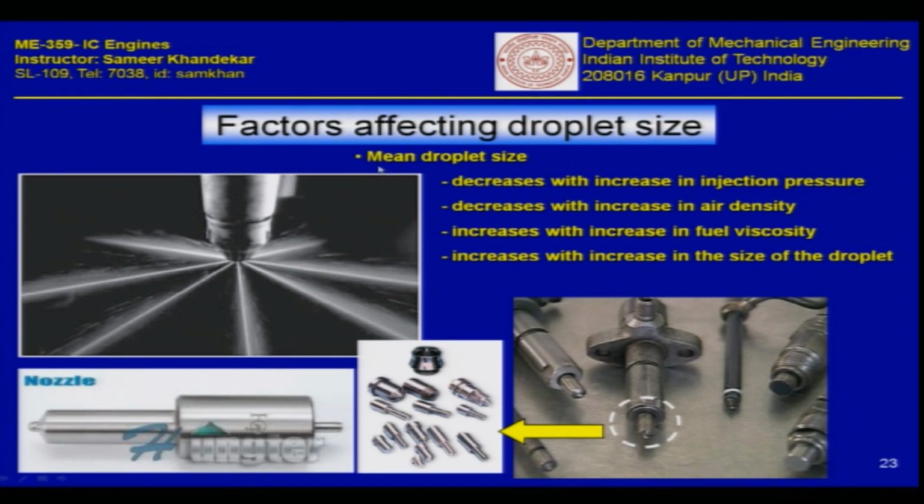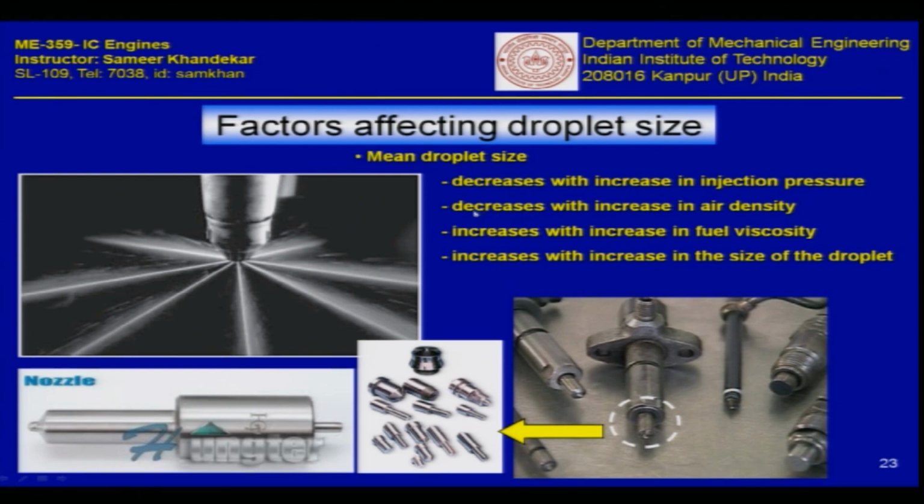So, what are the factors on which the droplet size depends? Okay. So, the mean droplet size will decrease with increase in the injection pressure. This is understood because the inertia forces increase, the Weber number increases, and therefore higher and higher injection pressure will lead to smaller and smaller size.